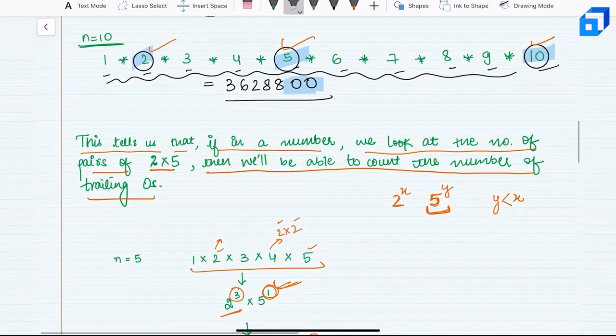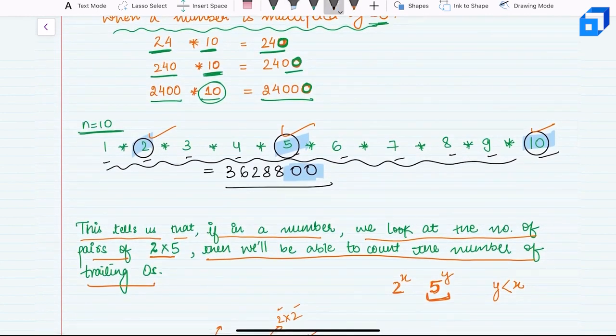So let's look above with the help of the example. In this case, every alternate number is a multiple of 2: this is a multiple of 2, then this is, 6 is, 8 is, then 10 is a multiple of 2. So at every second number, we find a multiple of 2, which will give us the number of 2s, right? And every fifth number is going to be a multiple of 5. That will contribute to the power of 5, right?